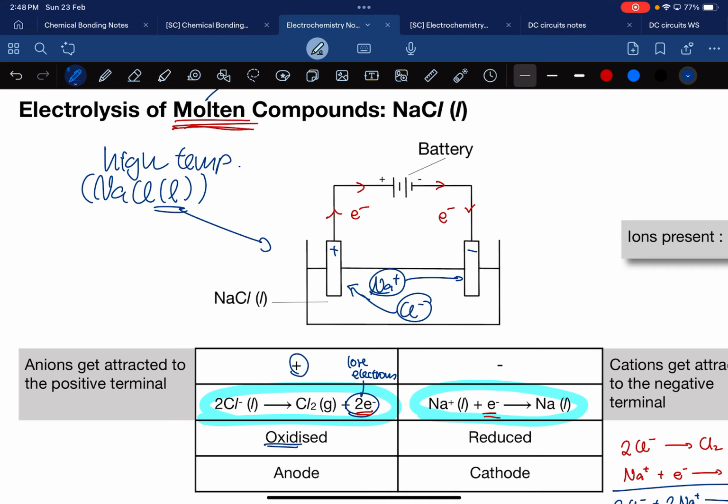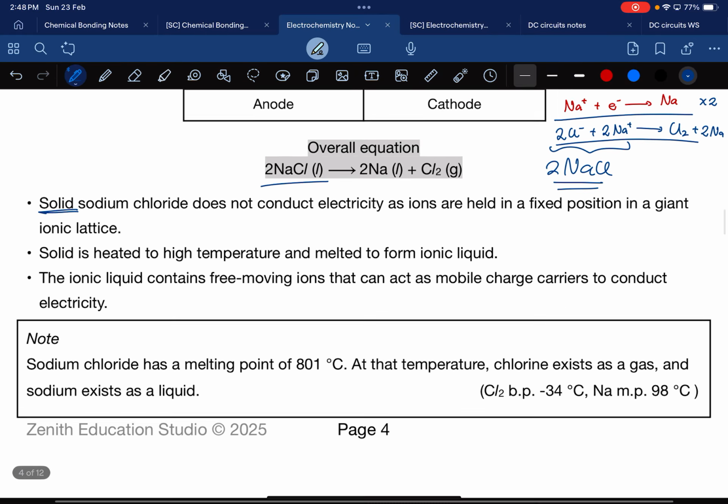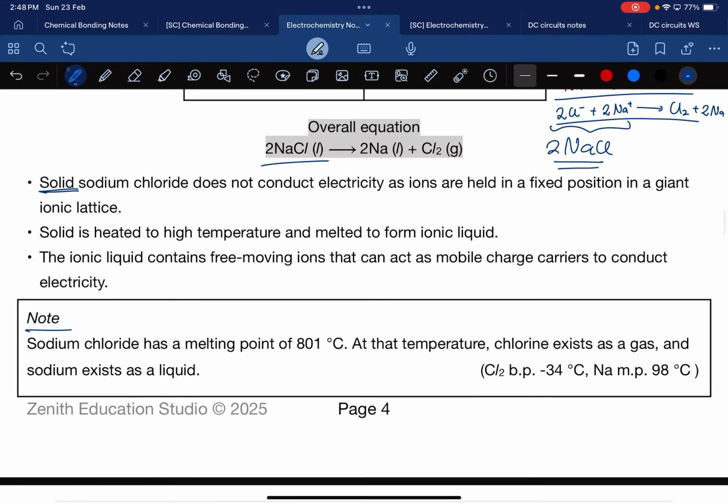Good? Okay, so down here, there's just a note. Go ahead and read through if you want to. I'm not too concerned. The important thing is we understand you cannot be solid. Your solid state won't work. So your ionic liquid contains free moving ions that can act as mobile charge carriers. Are we okay?